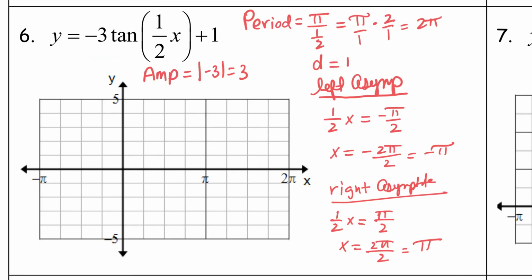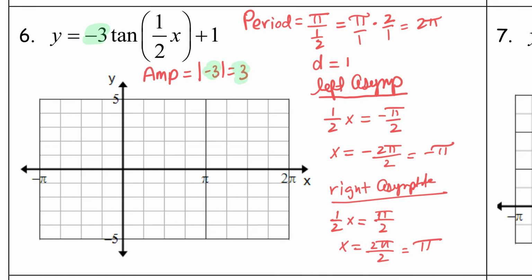We're going to be graphing y equals -3 tangent of (1/2 x plus 1). We notice that the amplitude is the absolute value of -3, and once again I get it from here.